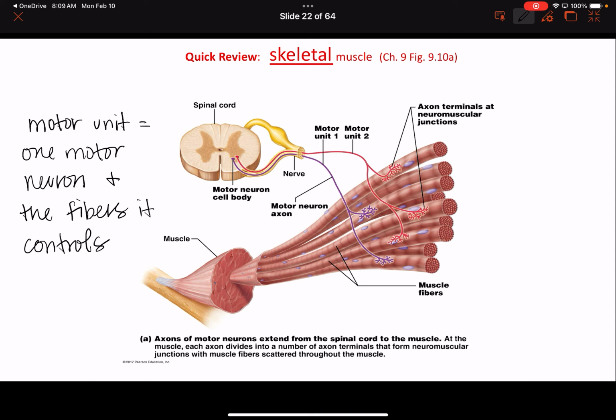If we're talking about muscles that need really precise movements, a motor unit is only going to control a few fibers, like the muscles in your eye or maybe the muscles in your fingers. But anything for really bulk movement, maybe like your back muscles or your leg muscles, those motor units are going to be controlling many fibers at one time.